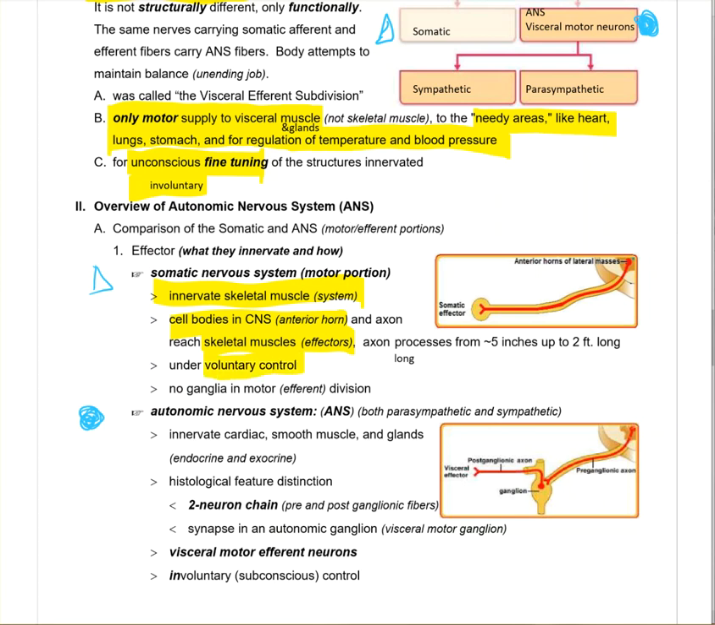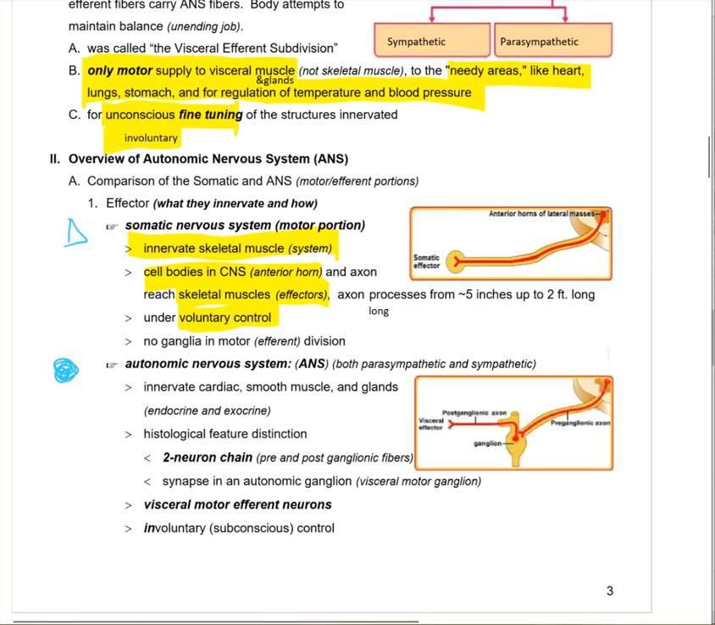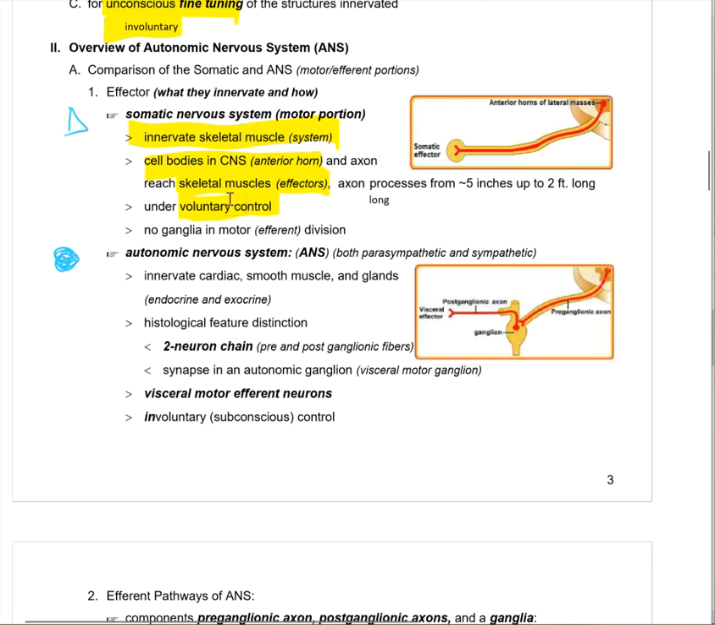And there are no ganglia in the motor division, the somatic division. So remember, ganglia are a little bundle of cell bodies of neurons that are either going into or out of. For example, we looked at the dorsal root ganglia, which was sensory, up here on our sensory part. That was sending sensory information, and there was a bundle of cell bodies in a ganglia just outside of the spinal cord. There are not any ganglia here.